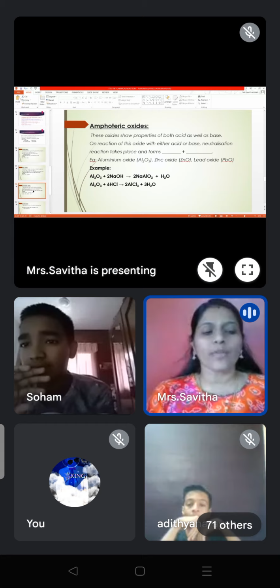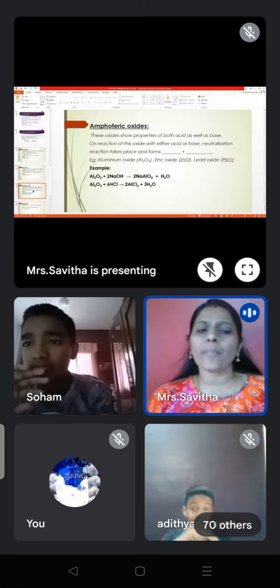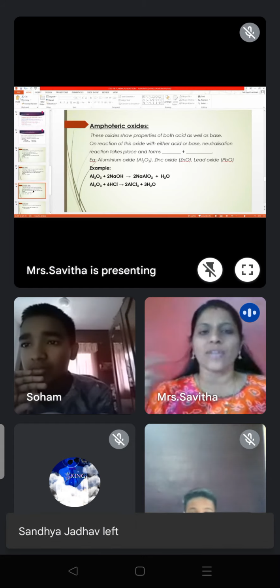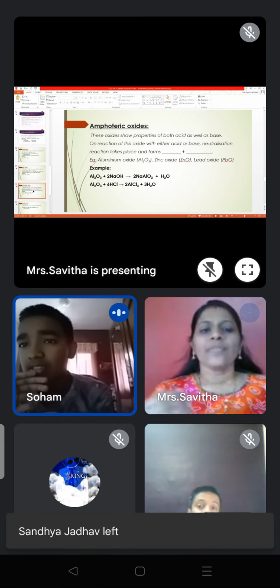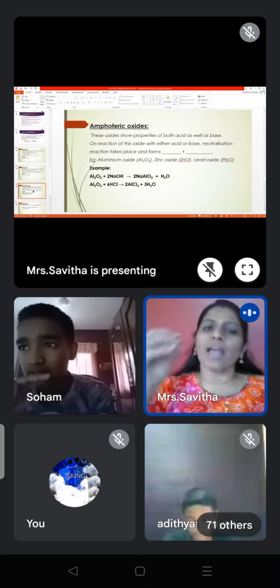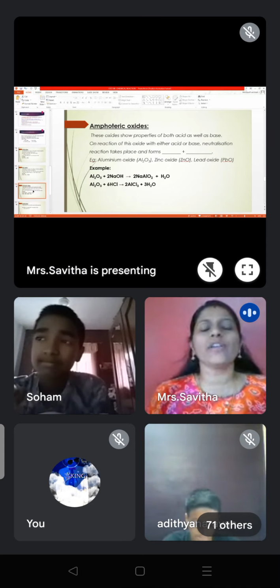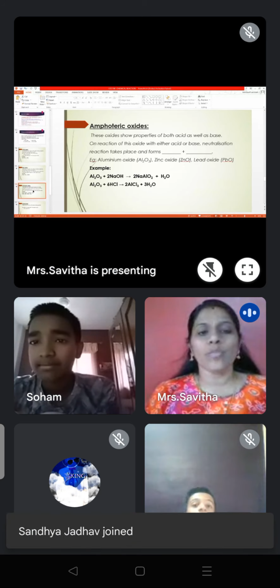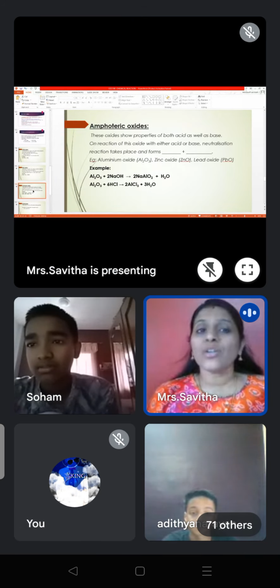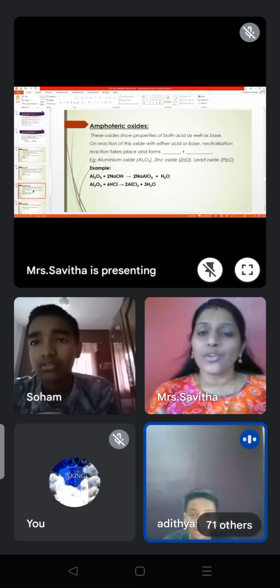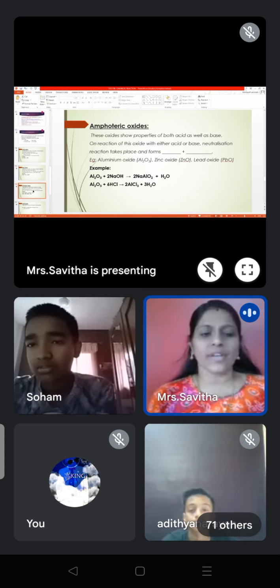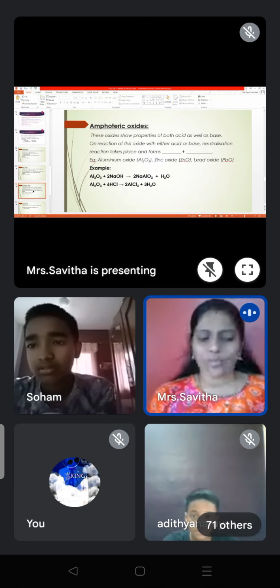So this is all about amphoteric oxides. What you have to remember is that the amphoteric oxide behaves both as acid as well as base. Hence, when the oxide reacts with either acid or base, it is definitely going to give us salt and water. Means what? Amphoteric oxides undergo which type of reaction? Neutralization reaction.